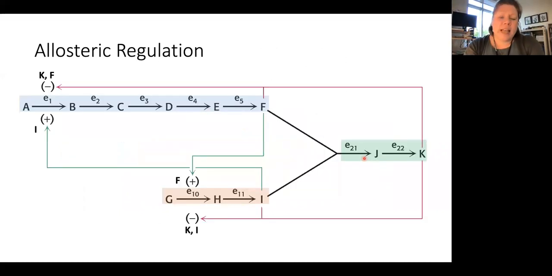Your textbook gives another diagram, but it's showing exactly the same thing. So for example, we could have A that gets converted to B with the help of enzyme 1. B is converted to C, to D, to E, to F. And at the same time, we've got some compound G that's converted to H with the help of enzyme 10, and H is converted to I.